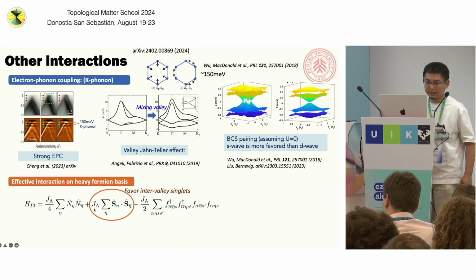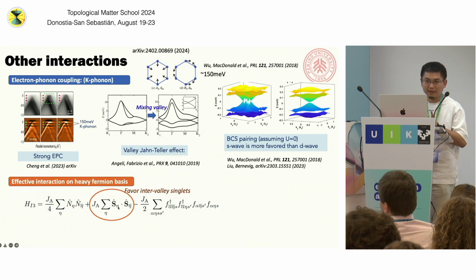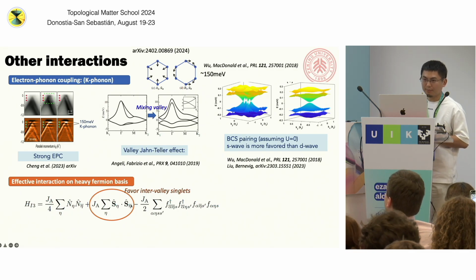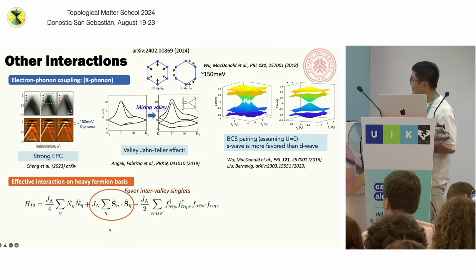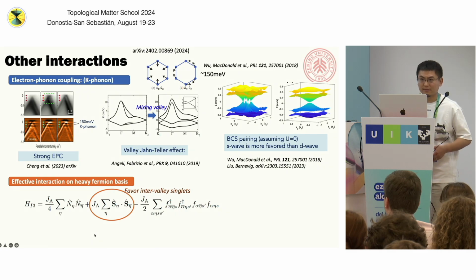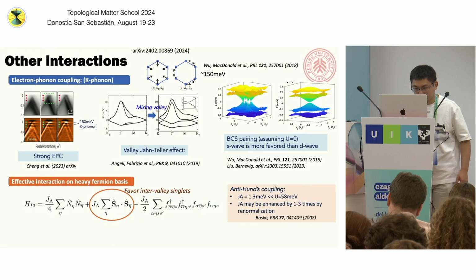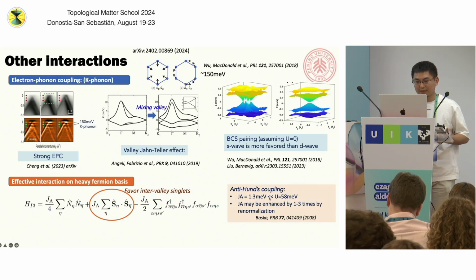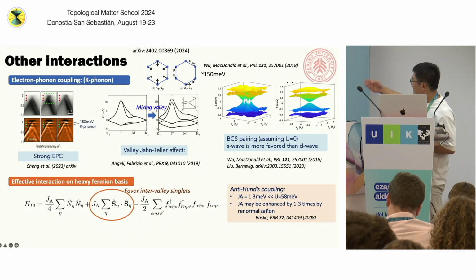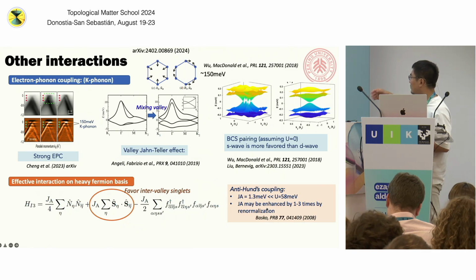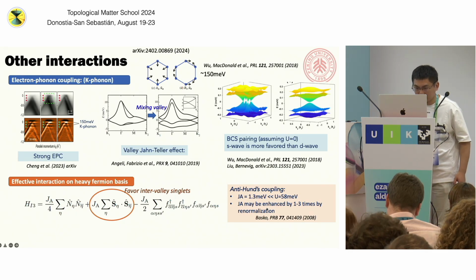We write it as G_A. We can see that it favors the singlets between 2 valleys. Here, eta is the valley index, so eta bar is the other valley. And this is the antiferromagnetic coupling. So we term this G_A the anti-Hund coupling because it favors the small spin state. And we can estimate that this G_A is of the order of 1 to 3 MeV, I think.